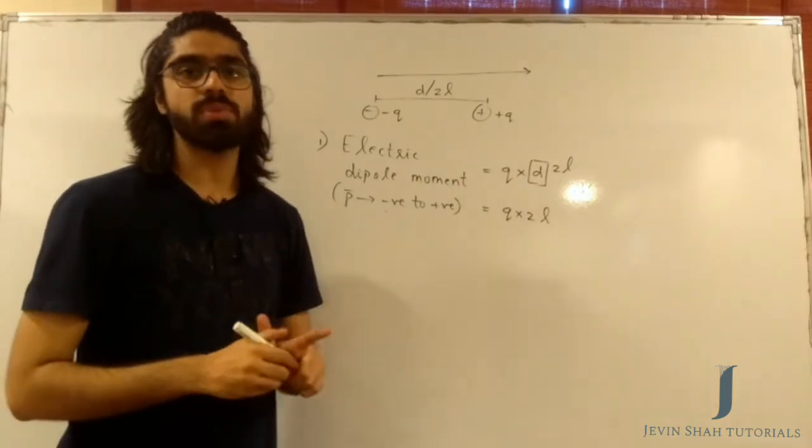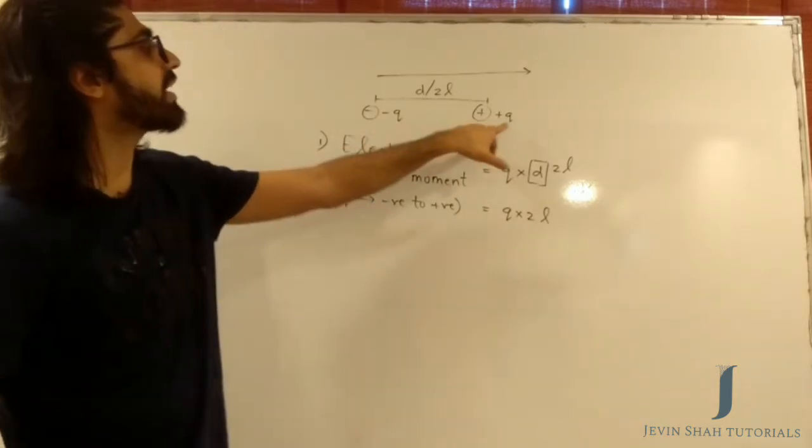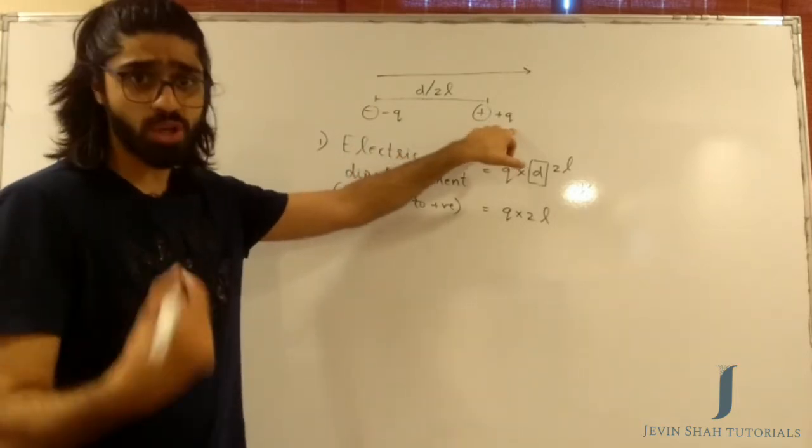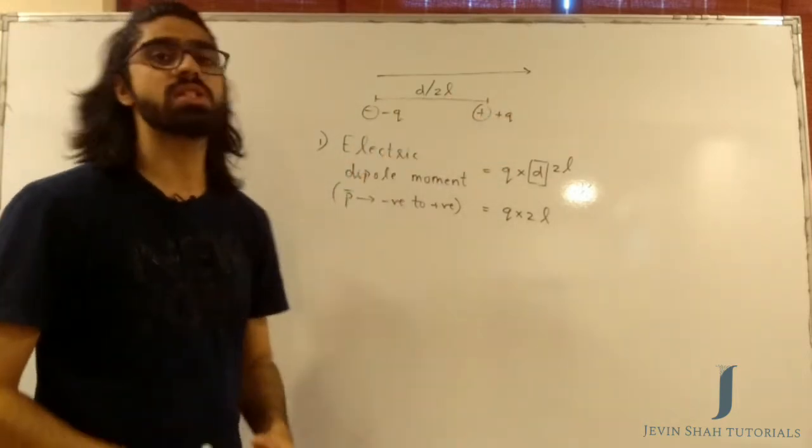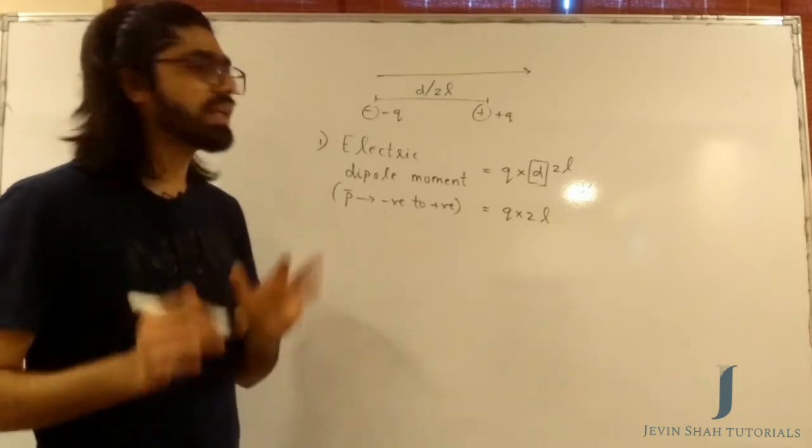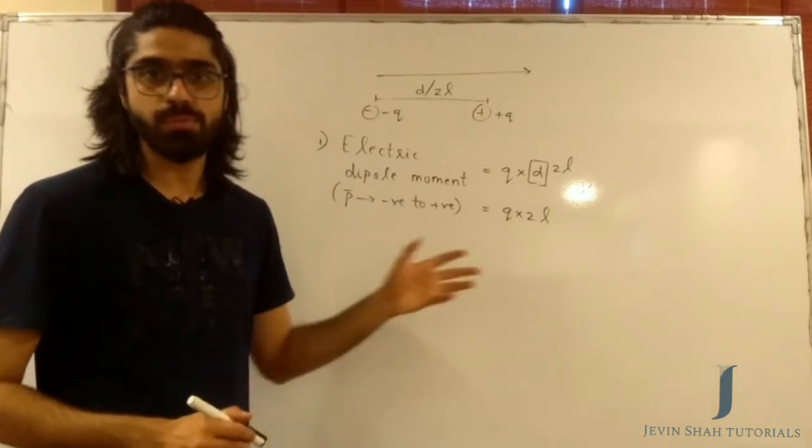In short, what you need to keep in mind is that electric dipole moment is the magnitude or numerical value of any one of the charges multiplied by the distance between the two charges. So this is what an electric dipole moment or an electric dipole means.